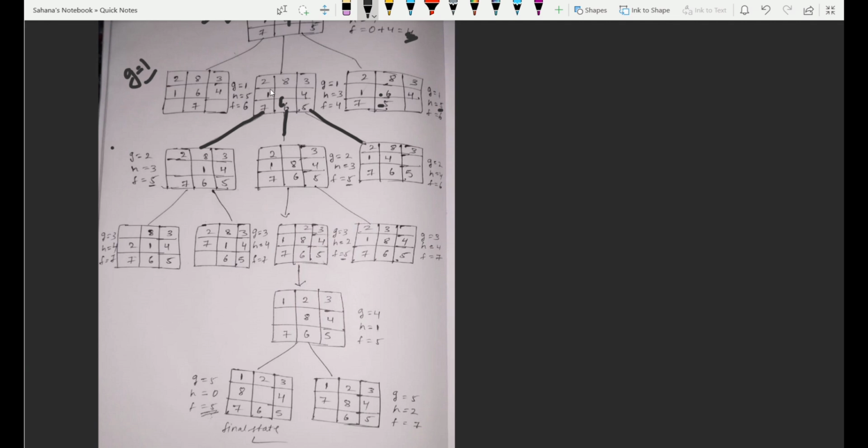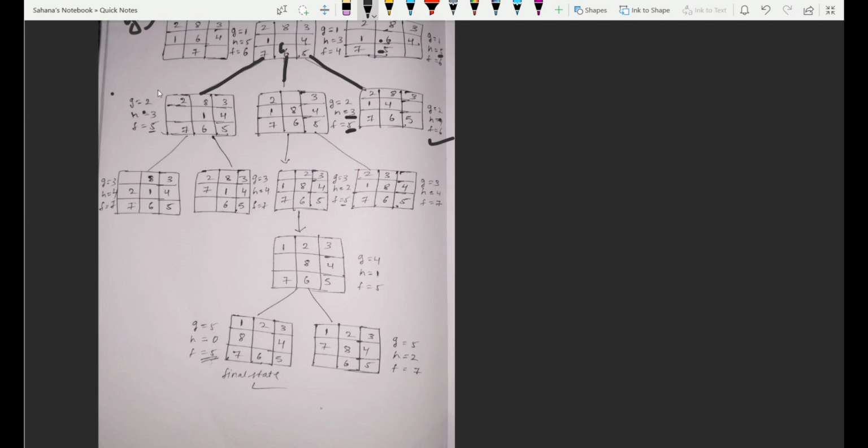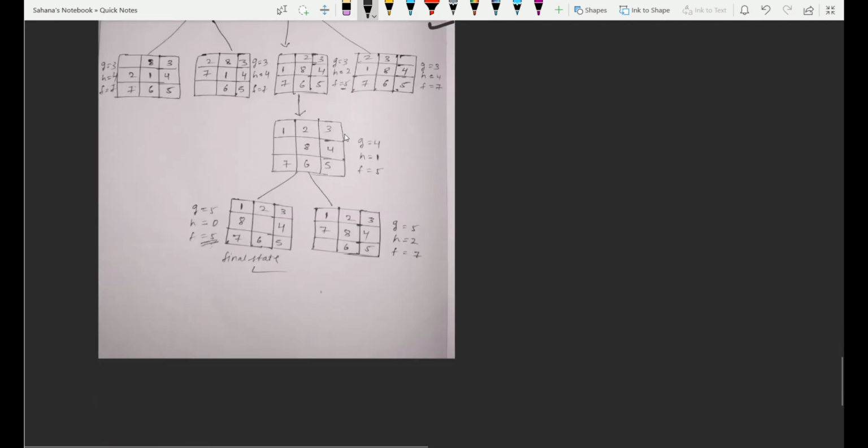Then you see, if you push 1 to the right, this is possible, and in this the misplaced tiles will be 3. Okay, and then 2 plus 3 will be 5. In the second box, what we did is 8 is pushed downward, so the h value will be 3 again, and the f value will be 5. After pushing 4 to the left side, the number of misplaced tiles will become 4, and then we will get an f value of 6. In these two blocks the f value is 5, so we'll explore both.